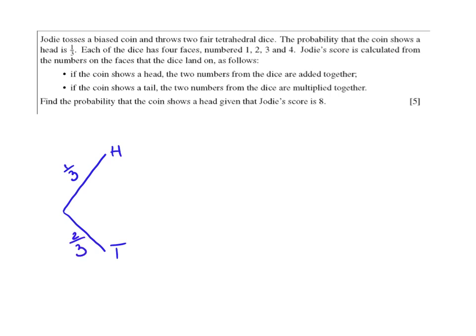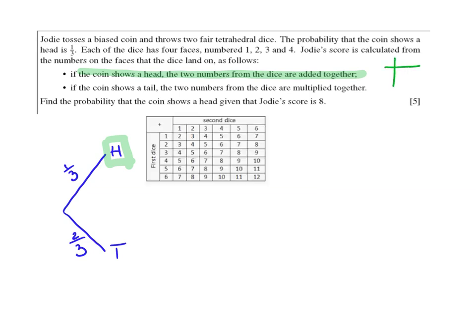Now the problem becomes very interesting. If I see a head, then two numbers from the dice are added together. What's going to be my sample space here? Well, when I add dice together, I generally represent them on a two-way table. It's much easier. So let me bring a two-way table here. So if I toss a head, then I roll the two dice together. I'm not going to continue the tree diagram because it's very, very big. And that's my sample space.